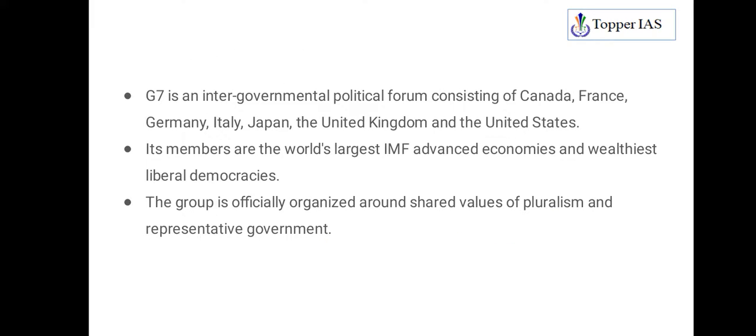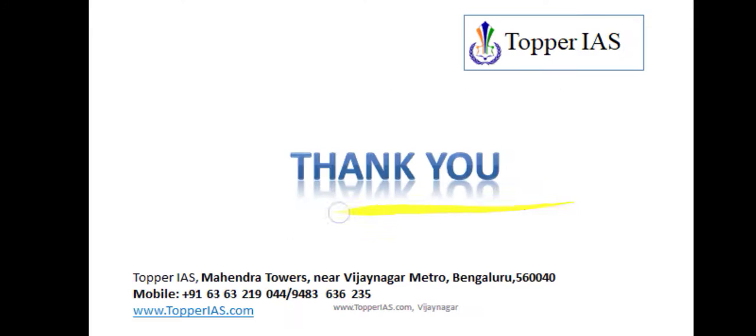Then basically coming to G7, it is nothing but an intergovernmental political forum. What does it consist of? It consists of 7 countries, as the name itself says: Canada, France, Germany, Italy, Japan, and United Kingdom, as well as United States. So its members are some of the world's largest IMF advanced economies and wealthiest liberal democracies. So nature of these 7 countries is this: advanced economies and wealthiest liberal democracies, and the group is officially organized around shared values of pluralism and representative government. So that is what democracy and all those stuff. Okay, remember the G7 grouping also.